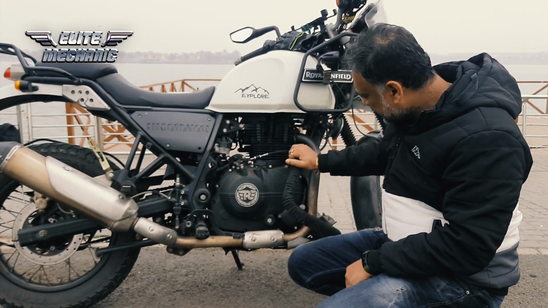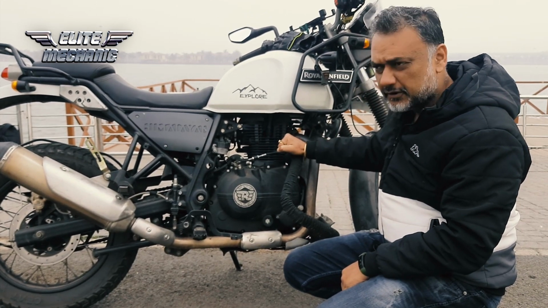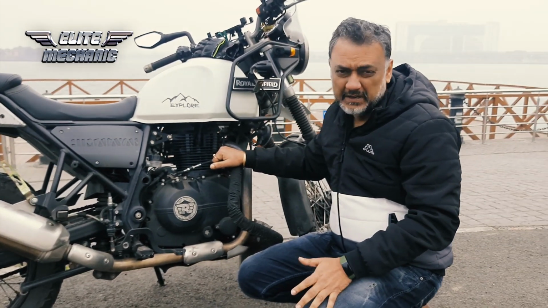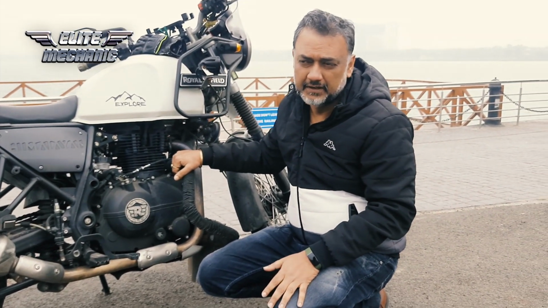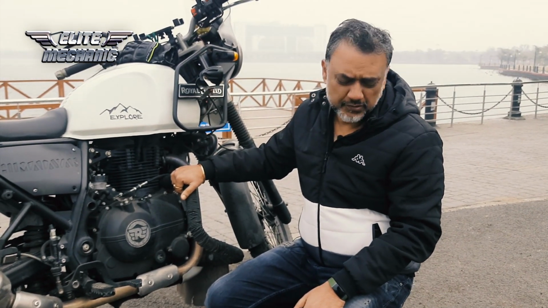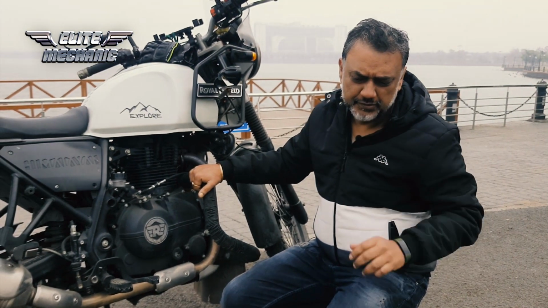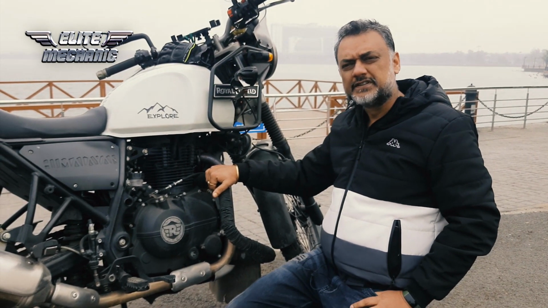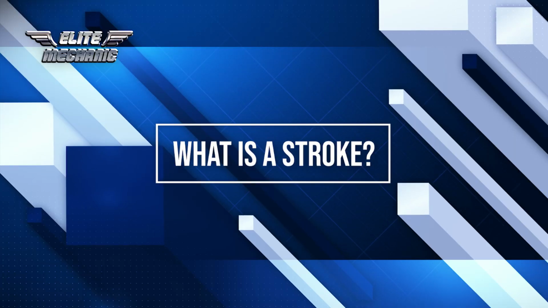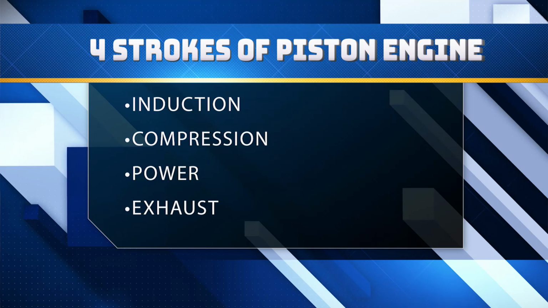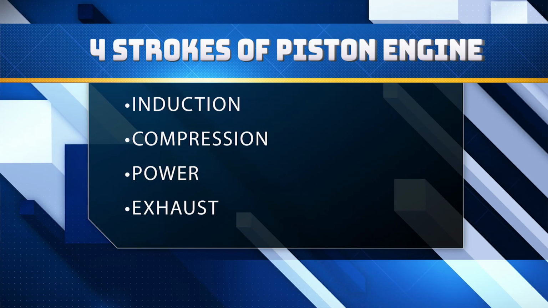We have two sets of valves here. One is the inlet and one is the outlet. So when we talk about engine strokes, we do talk about it, but we do not have much understanding about the engine strokes. About the strokes, let me explain it to you. We have a 2-stroke engine and we have a 4-stroke engine. So what is this 4-stroke engine for? The 4 strokes of the engine are the induction, the compression, the power and the exhaust. So let us understand the strokes in detail.